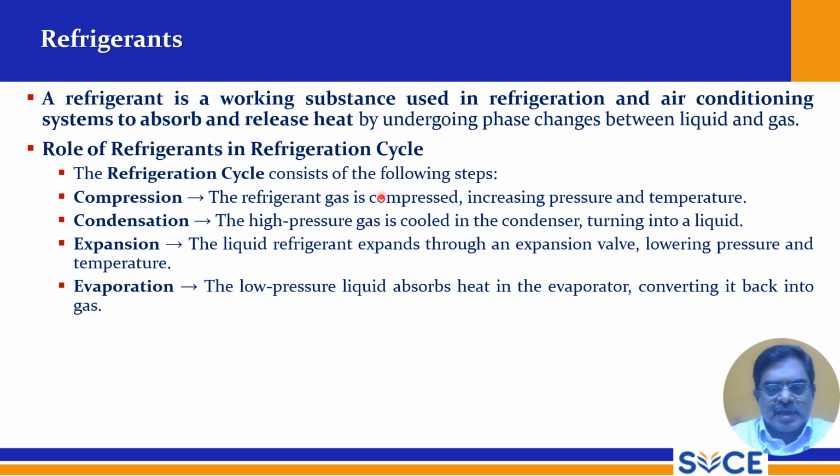In condensation, the high pressure gas is cooled in the condenser, turning into liquid. So the high pressure gas is cooled in the condenser and that will turn into a liquid. In the expansion process, the liquid refrigerant expands through an expansion valve, lowering pressure and temperature. So it is normally the expansion valve through which the pressure and temperature is lowered. And in the evaporation process, the low pressure liquid absorbs heat in the evaporator, converting it back into gas. So that is the evaporation process.